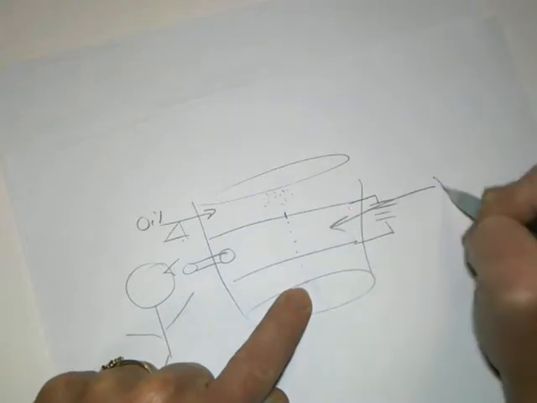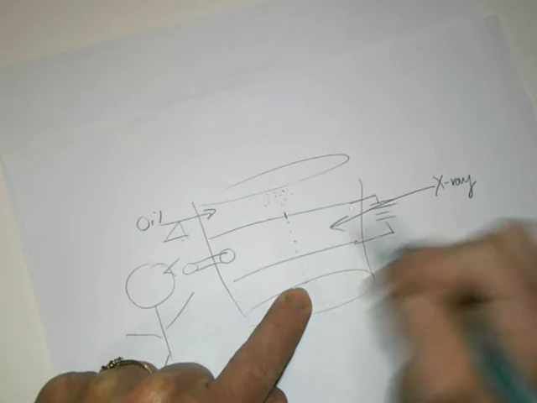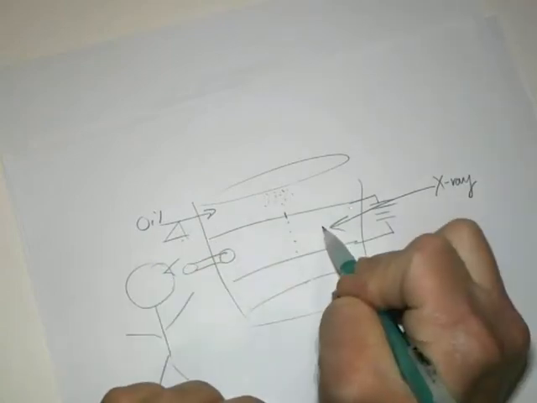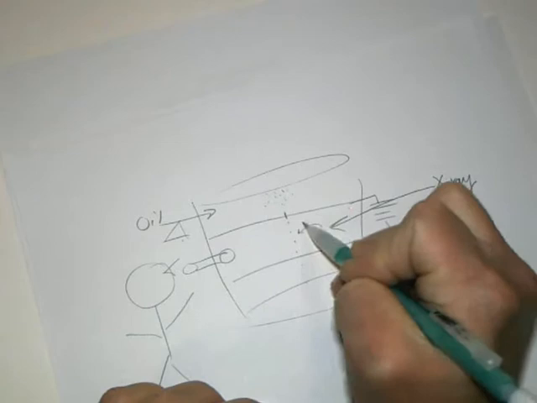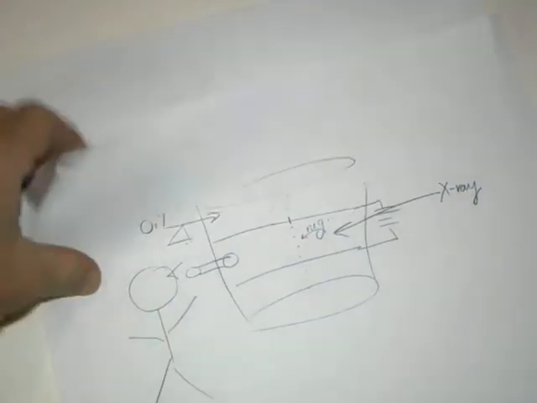He had an X-ray generator. When hitting this barrel with X-rays, it would cause the oil droplets to become negatively charged. All right, back to Thomson.